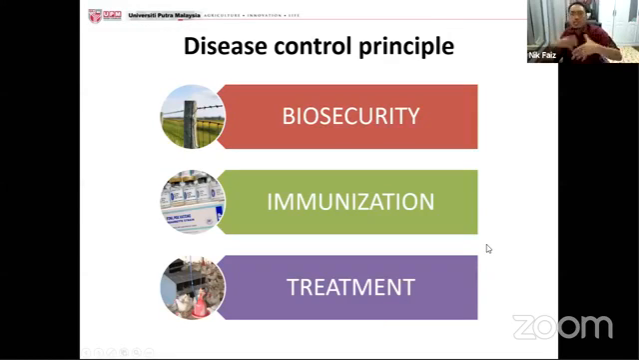So with all diseases, all these challenges I'm talking about, there are the three principles of disease control. First of all is biosecurity. Second is immunization. And the last resort is treatment. But I'm not going to talk about biosecurity and the more smart treatment, but I'm going to talk more on the immunization. But you have to keep in mind that vaccination is always a complement to biosecurity. Biosecurity comes first. You should always have perfected biosecurity, then you complement it with vaccination, not the other way around.